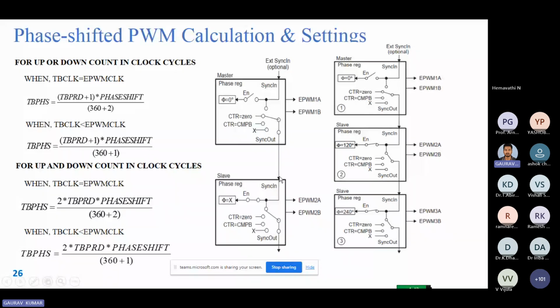See this one. Sync in is connected to the sync out of the first, and it is also connected to the phase shift value. So sync in is connected to the phase shift value, and sync out is connected to the sync in value. Okay? Similarly, in the phase shifted process, the first one's sync out is connected to counter equal to 0. The other one's sync out is connected to the sync in value of the first, and again the phase shift. Similarly, for the third, sync out is connected to the sync in and also the phase shift value. Okay, now I will show you how.